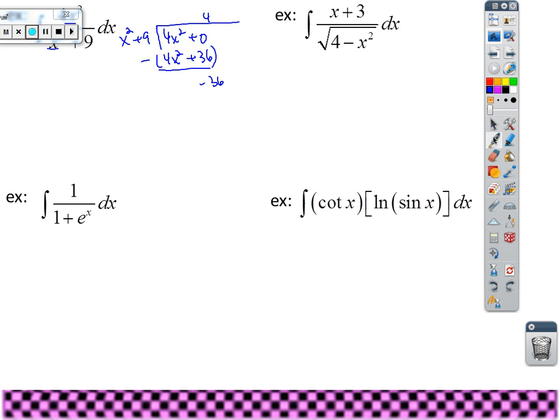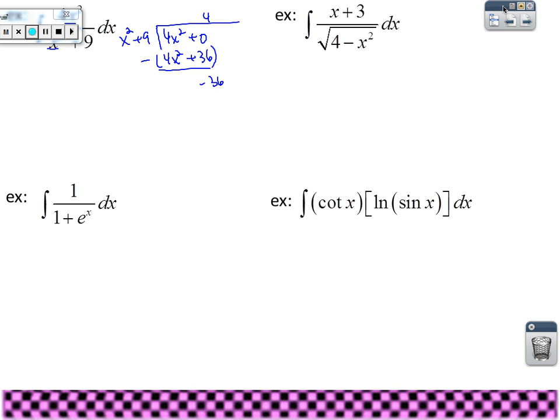Okay, we can rewrite this integral to be the integral of 4 minus 36 over x squared plus 9 dx. So this 4 is pretty easy to integrate. We know how to integrate the 4. This 36 over x squared plus 9 looks kind of like arctangent to me, doesn't it to y'all? So we can use arctangent here.